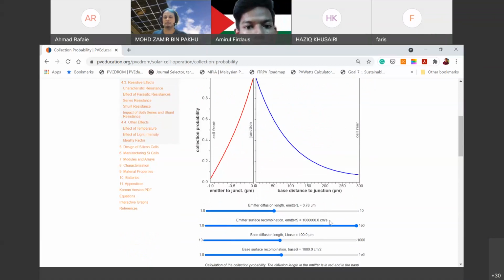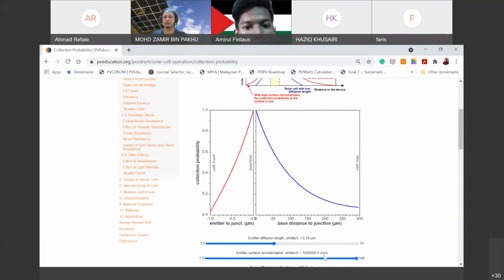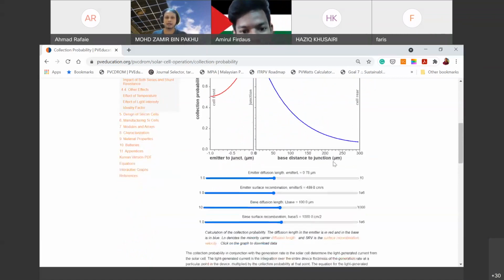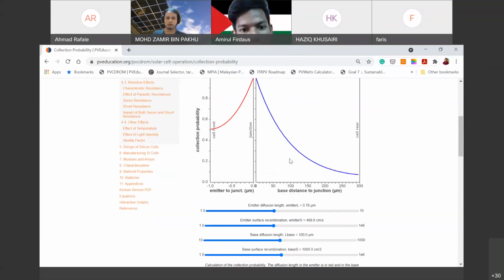On the other hand, if you improve the passivation quality, or you do a proper passivation on the emitter, let's look at the SRV. When you decrease the SRV, the emitter collection probability increases accordingly, up to some point, which is limited by the emitter diffusion length up here. Okay, it's interrelated somehow.